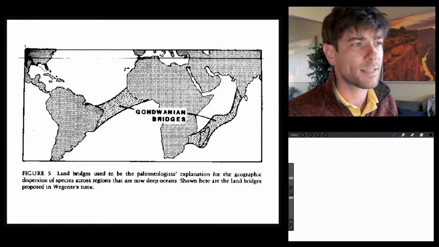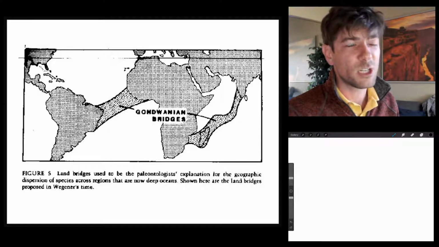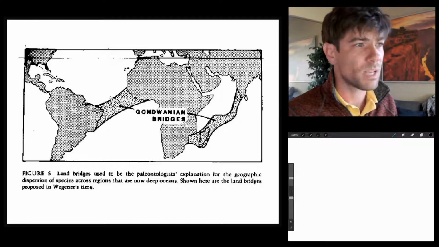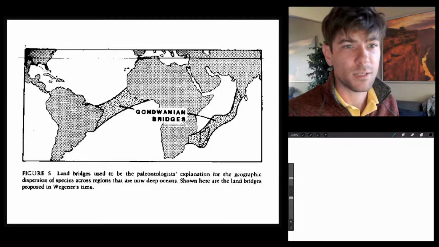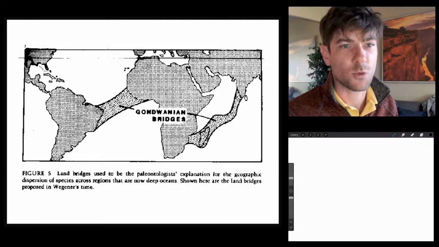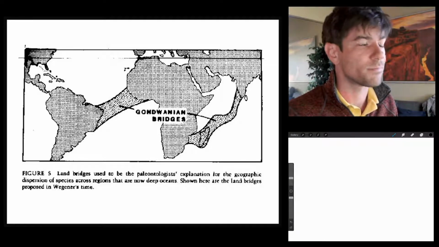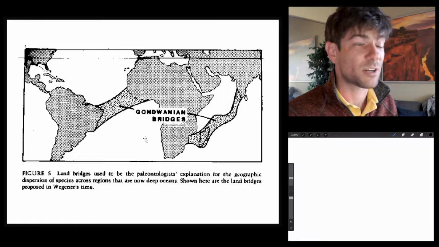And they said, well, at some time in the geological past, sometime in Earth's history, there must have existed these land bridges that connected continents across ocean basins. These were the so-called Gondwanan land bridges. Okay, and this is obviously not correct, right?